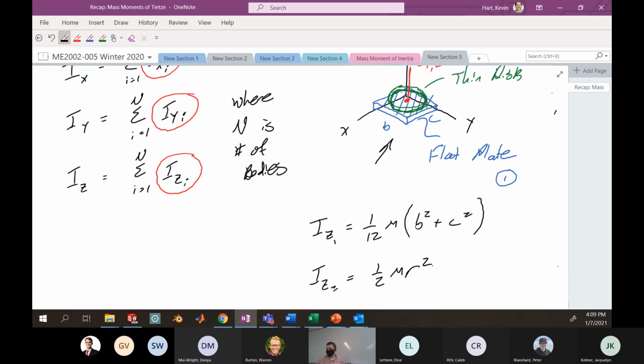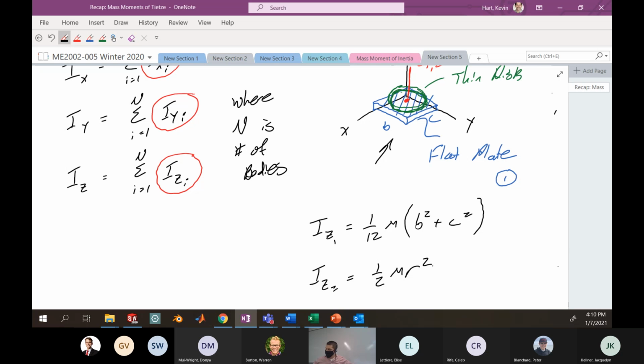So if I wanted the mass moment of inertia of the composite body about the centroidal axis of that composite, I'll just add these two together, and that would be the total mass moment of inertia about the z-axis of that particular body.